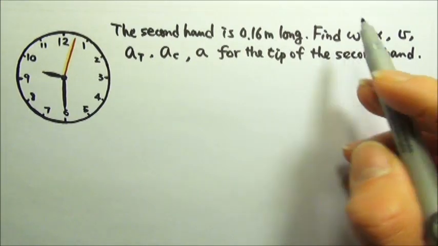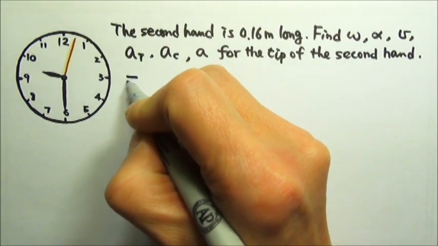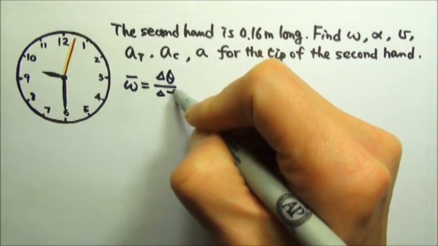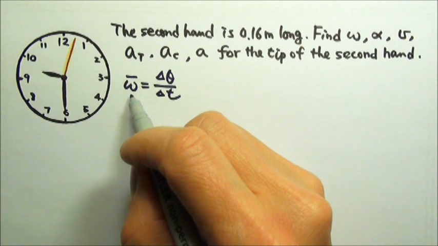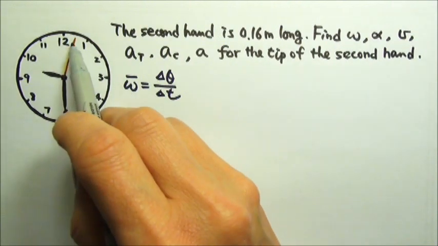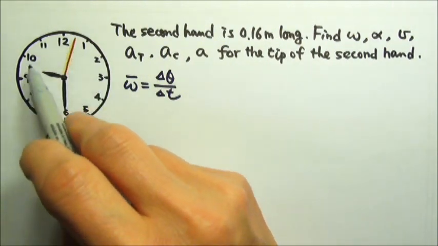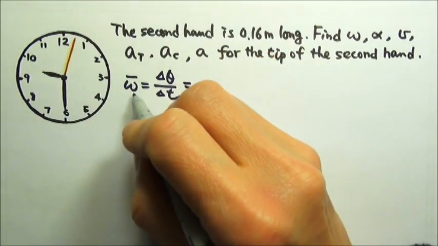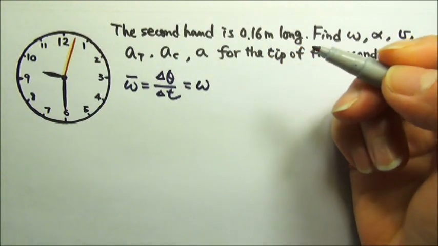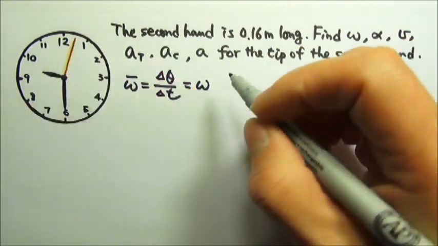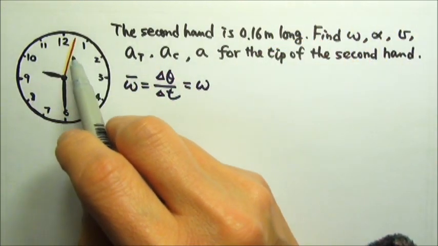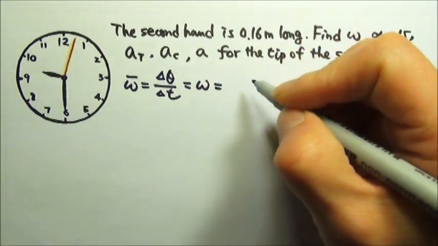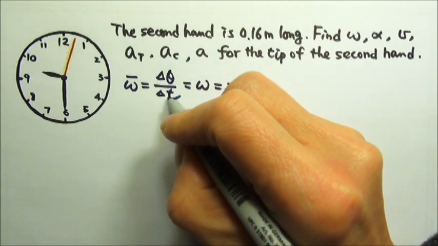For angular velocity, by definition, the average angular velocity is delta theta over delta t. This is the average angular velocity. And the second hand goes around at a steady speed. So this average angular velocity is the angular velocity at any moment, because the second hand is doing constant angular velocity motion. So this is delta theta over delta t.